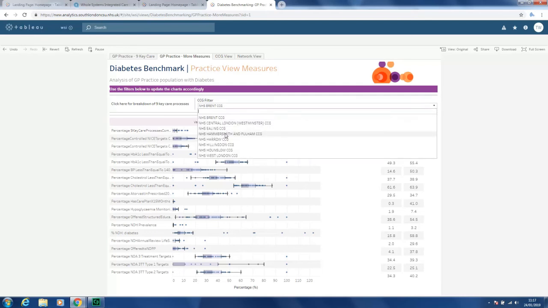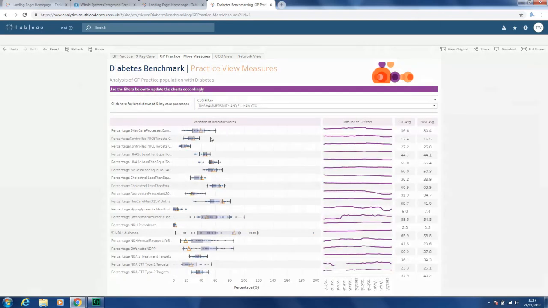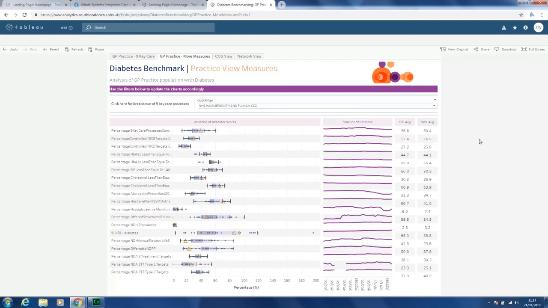We're just going to quickly filter to Hammersmith and Fulham, which is my CCG, and the important thing to notice here is that we've suddenly got a triangle showing on here. This is my practice, Richford Gate. On the basis of some of this information, we're looking to do some changes to our diabetes clinics to improve our key measures and outcomes for patients. There's clear correlation between HbA1c, blood pressure and cholesterol, and key cardiovascular and other complications outcomes. So absolutely crucial that we help practices optimize these.